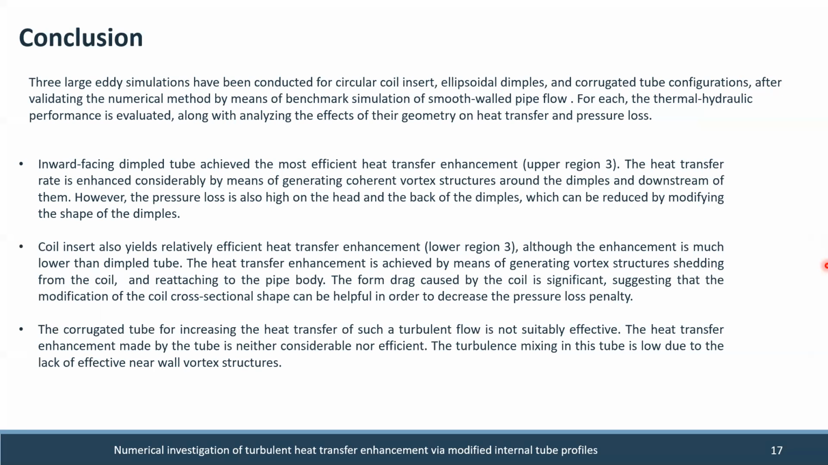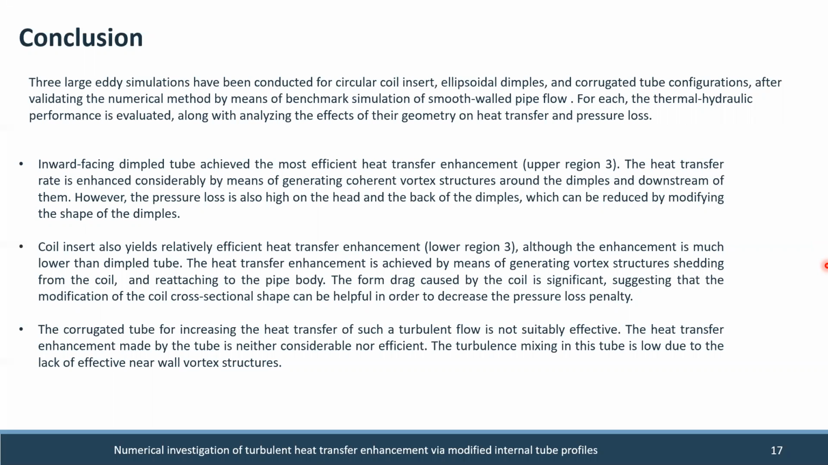The heat transfer rate is enhanced considerably by means of generating coherent vortex structures around the dimples and downstream of them. But the pressure loss is also very high on the head and on the back of the dimples, which can be reduced by modifying the shape of the dimples. The coil insert case also yields a relatively efficient heat transfer enhancement. It's in lower region 3, although the enhancement is much lower than the dimple tube.